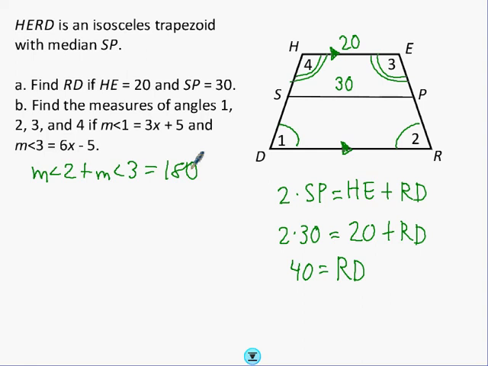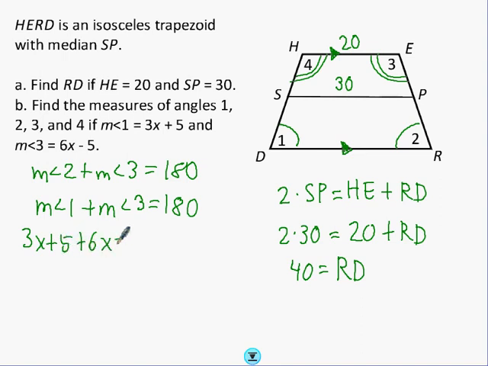They didn't give me any information about the measure of angle 2, but they did tell me the measure of angle 1 is equal to 3x plus 5. I know that 1 and 2 are congruent to each other. So I'm going to replace angle 2 with angle 1. And at this point, I'm just going to plug in the information they give me. Angle 1, they told me, is 3x plus 5, plus the measure of angle 2, they said 6x minus 5, equals 180. That's 9 x's and 0 constants. Divided by 9, so x equals 20.